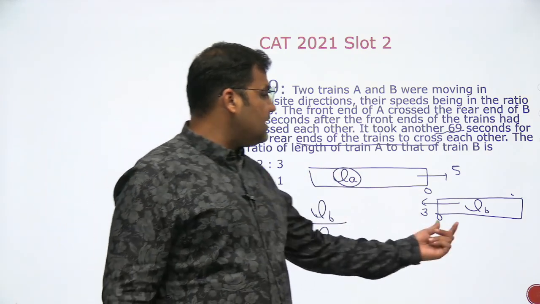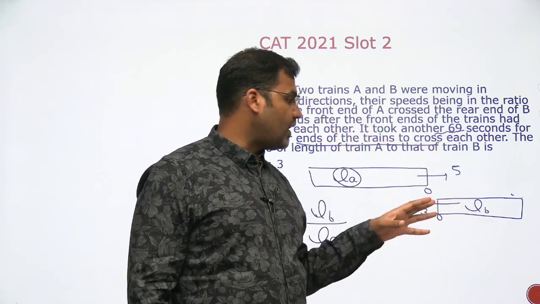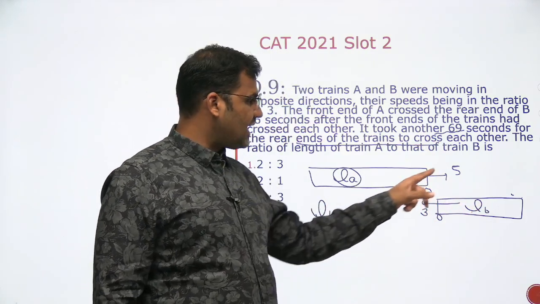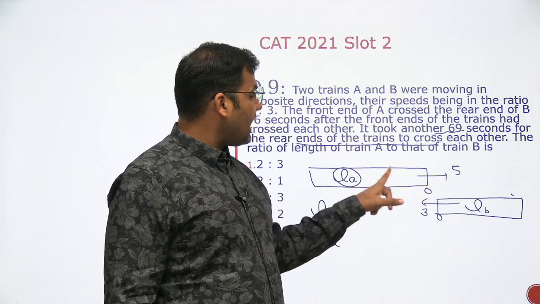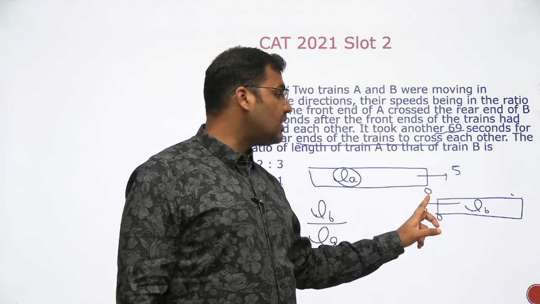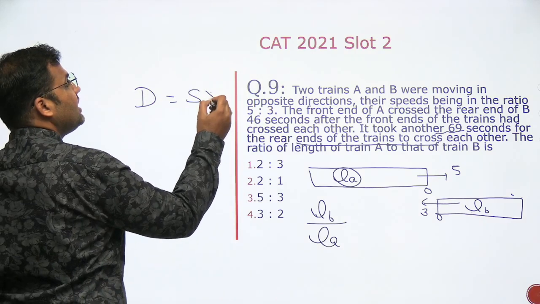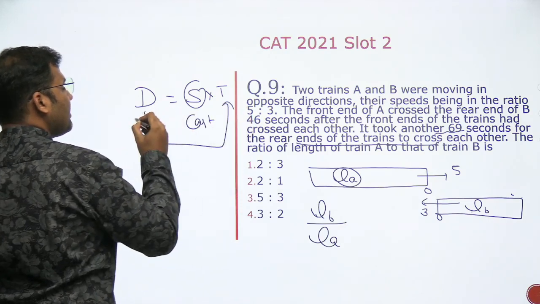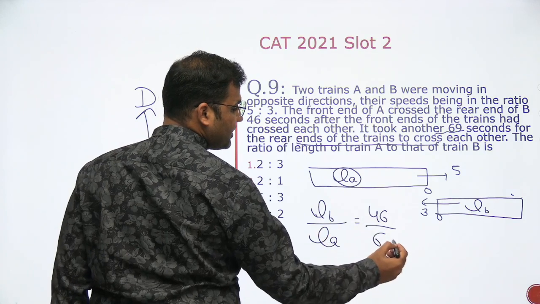Now you see that whatever is the speed, speed ratio does not make any difference in our answer. Why? Because for LB, the distance will be covered at a speed that is the summation of both of these two speeds. Both are moving in the opposite direction. And LA ka jo distance travel hoga, wo bhi same speed se hoga. At that point also both trains are running in the opposite direction. Now you should know that if speed is kept constant, then the distance ratio would be the same as the time ratio. And time ratio is given to me as 46 and 69.